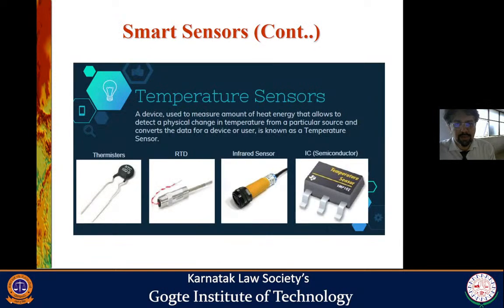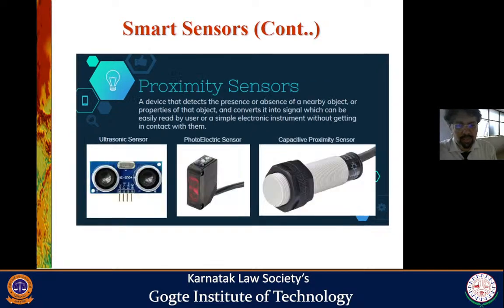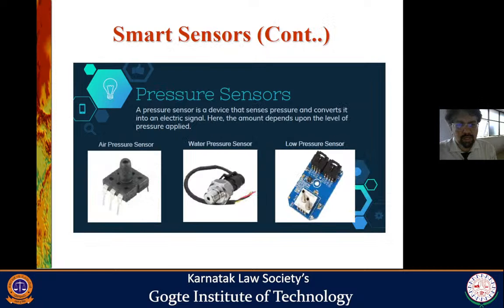So this is the temperature sensor. It is used to measure the amount of heat in case of a temperature change. You can see there are thermistors, RTD, infrared sensors. You can combine them together to have a good project. Then you have a proximity sensor where you can use ultrasonic sensor, photoelectric sensor. Then you have pressure sensors wherein you have air pressure sensor, water pressure, and all of these you can combine to get again a good project.